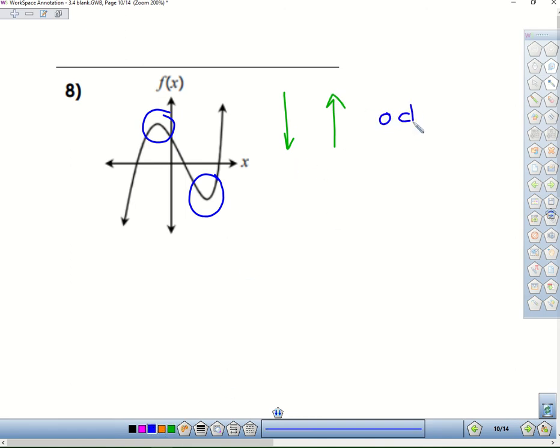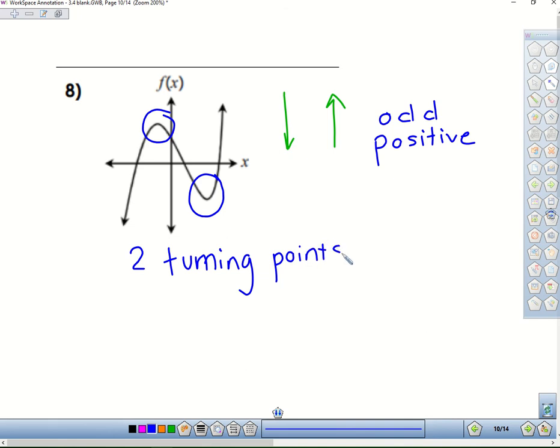It would be odd what? Negative, right, I think? Oh, no, it's odd positive. You guys are right, odd positive. Good. Odd positive because of the end behavior. And there's 2 turning points. Two turning points. So what's the degree of this function if there's 2 turning points?